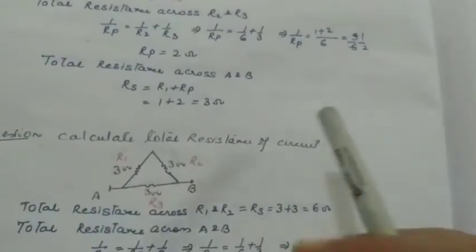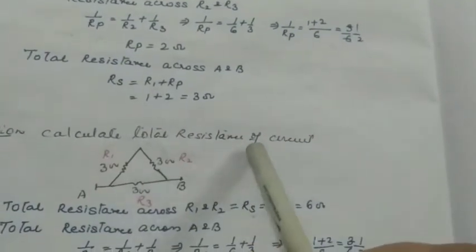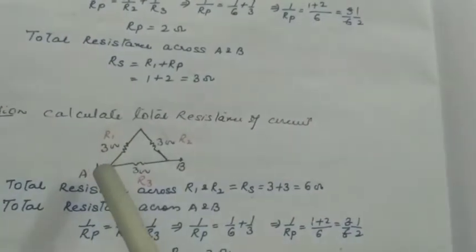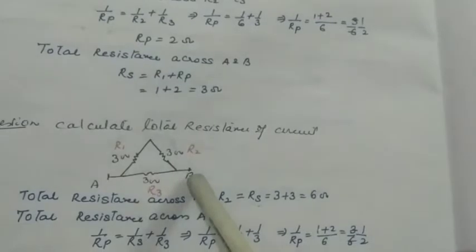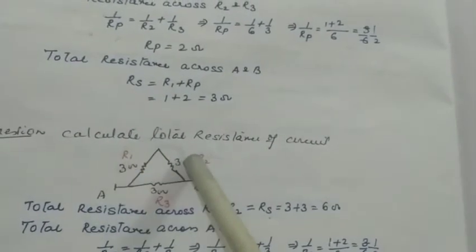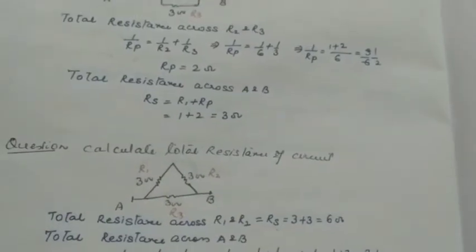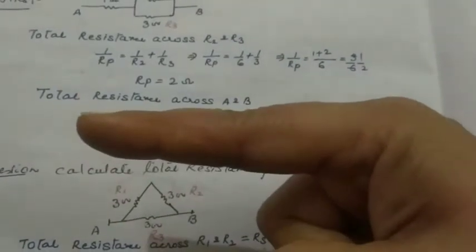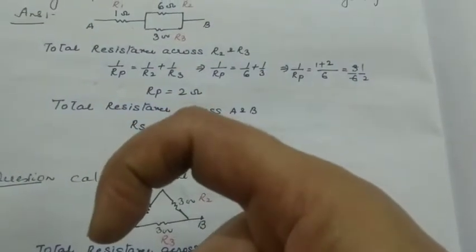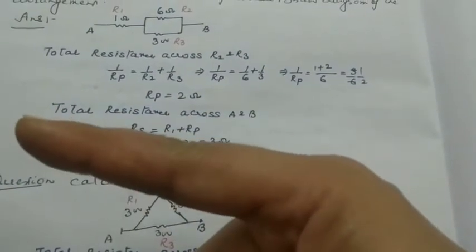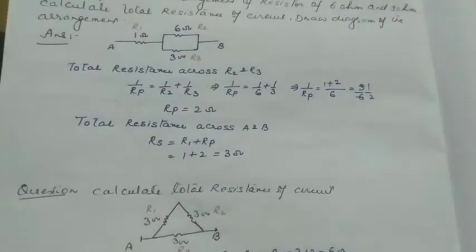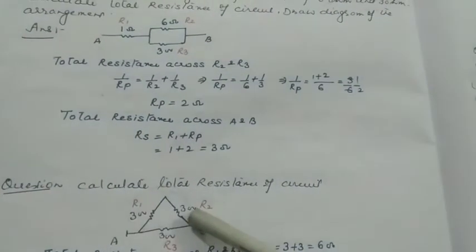Same way, one more question is given: calculate the total resistance of the circuit. Here the resistors are given in the form of a triangle. So we have to find out the total resistance across A and B. If you see this situation, these two resistors are connected in series. How? Suppose this is one straight wire, 3 and 3. I simply bend it. Otherwise this is straight, connected in series. But here it is bent like this. So do you understand how both are connected in series?